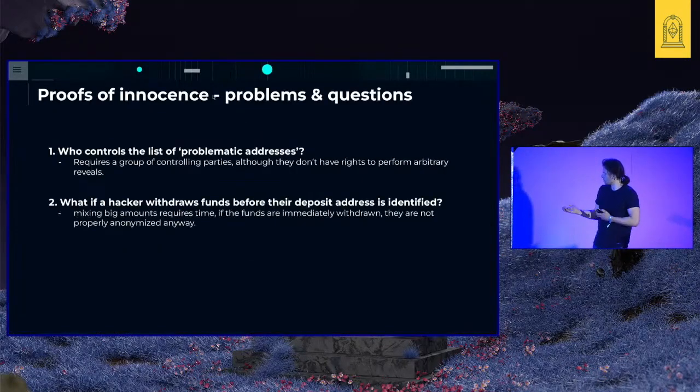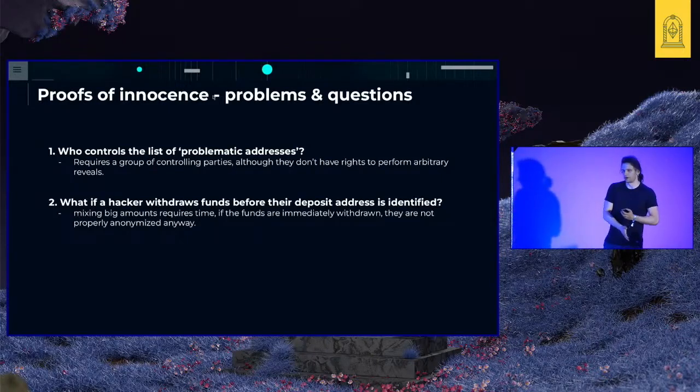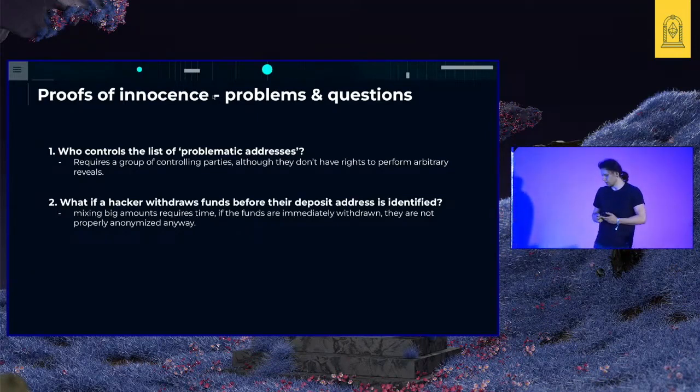Maybe two more things that may not be clear from the system. So, of course, the first thing is who controls the list of these problematic addresses. So yes, it requires a controller. So there is a privileged party in the system. What's important is that this party cannot reveal anything in secret. Every reveal is public because they need to publish the address on the oracle. So they cannot just reveal everything and not tell anyone about it. Everything they do is public, which holds them attributable.